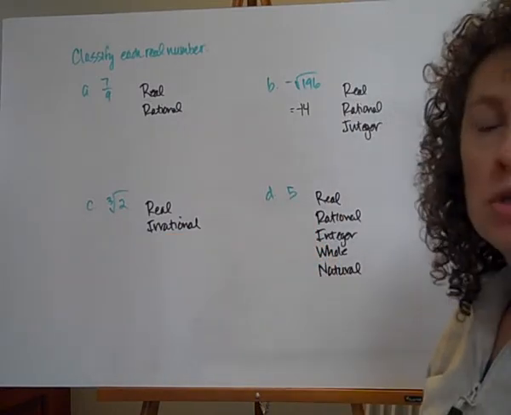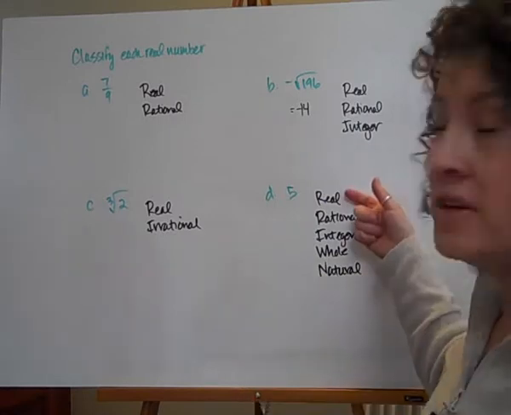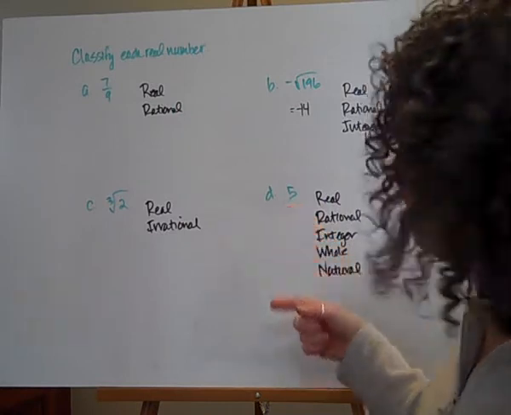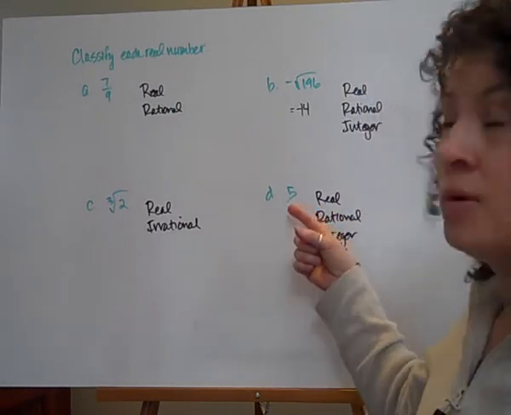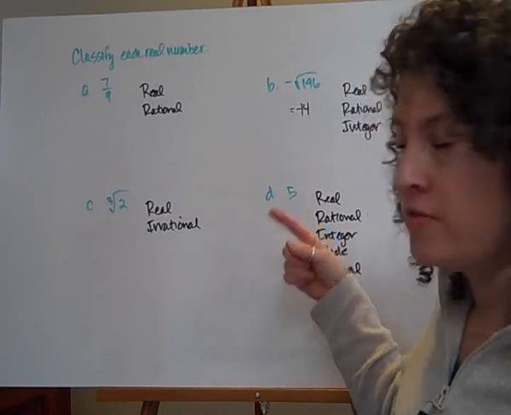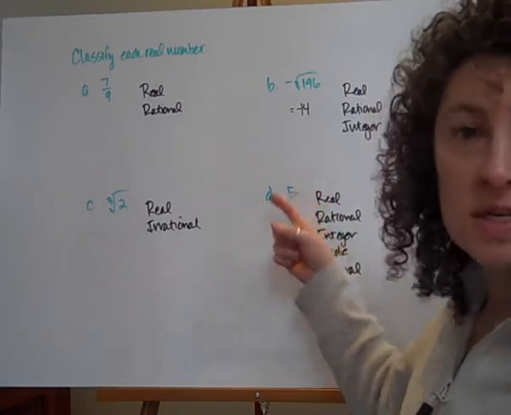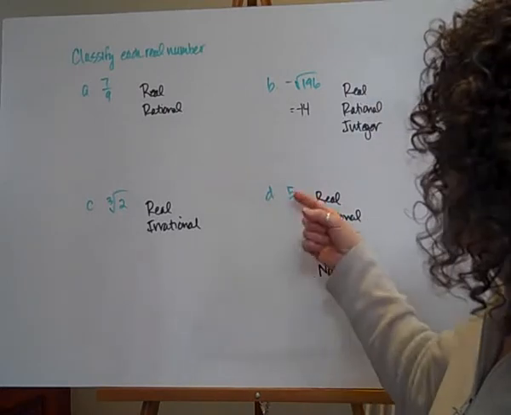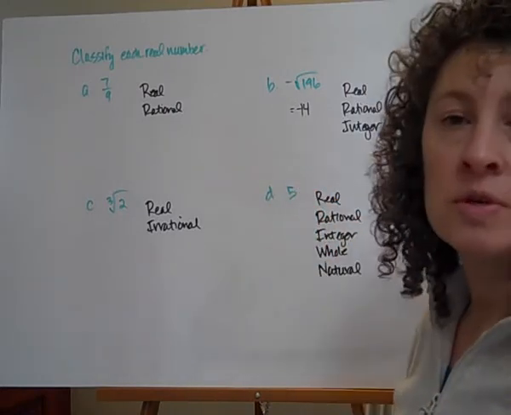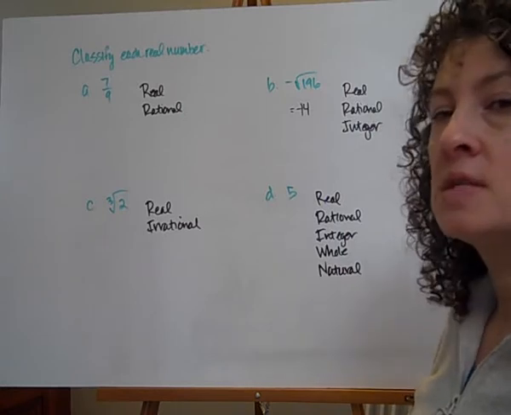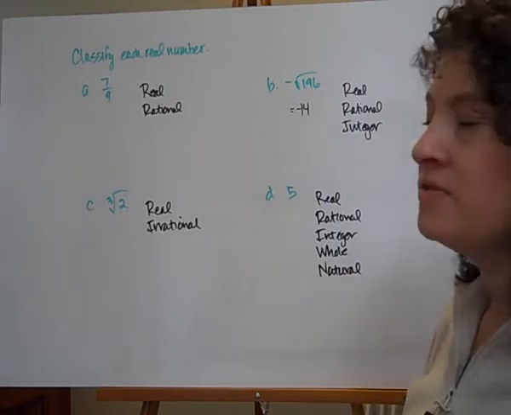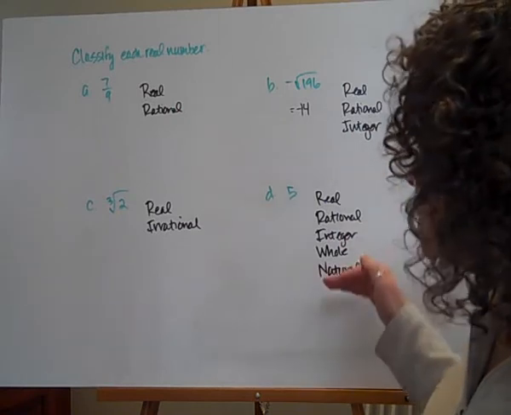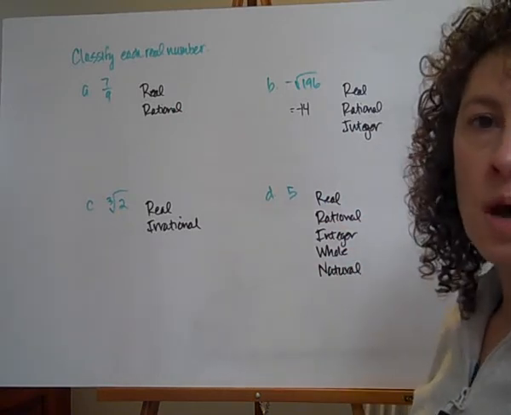And our last one, short and sweet, 5. So 5 is real. It is also rational. I can write it as a fraction. It's 5 over 1. It's an integer because I don't need to write it as a fraction. I can write it as just 5. It's a whole number because it doesn't include any negatives. I don't need a negative. I can't use a negative if it's a whole number. And it's also a natural number because it's one of those numbers that you would start counting with. You will hear it on Sesame Street with our 5. So classifying real numbers, taking a look at which category each number falls into, and listing all of the categories that that number is a part of.